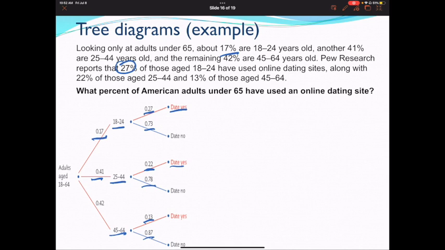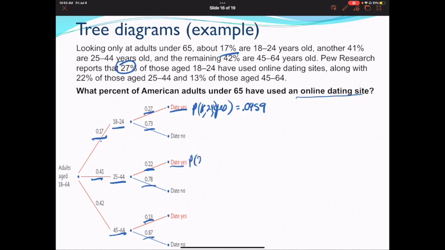So I want to know what percent of Americans under 65 have used an online dating site. So I want to look at all these people. I want to find the percent of adults 18 to 24 who have used a dating site. So I'd need to multiply those two together. 0.17 times 0.27 is 0.0459, right? But I also need this one, right?